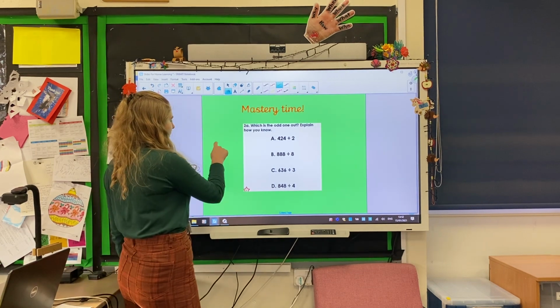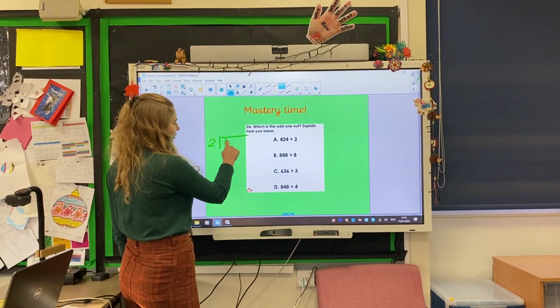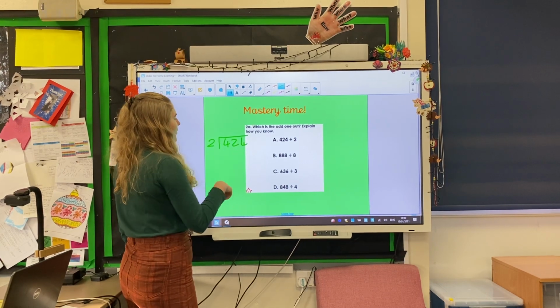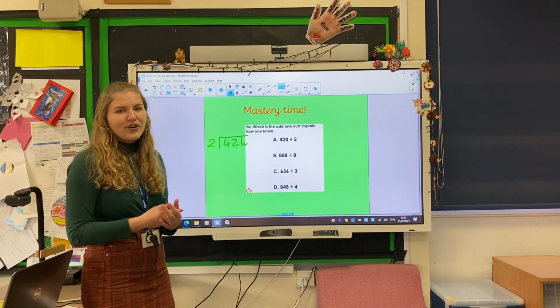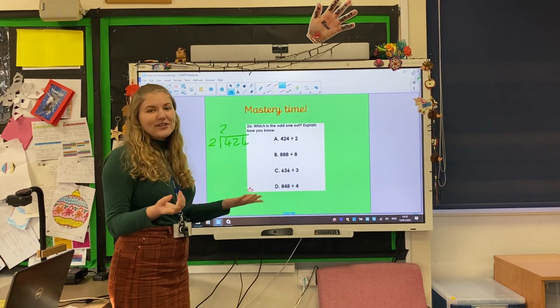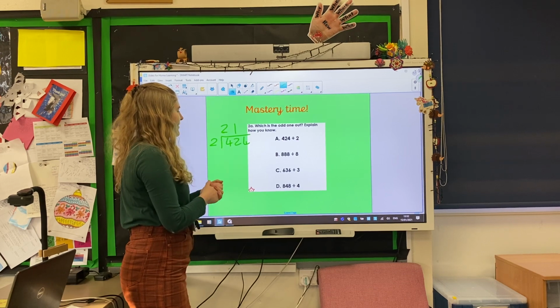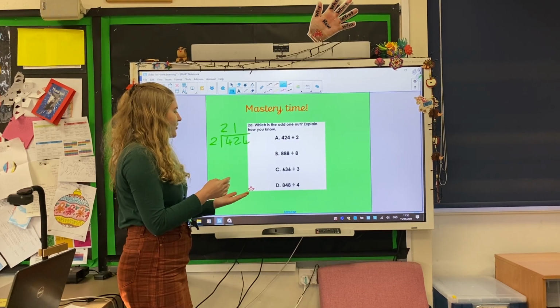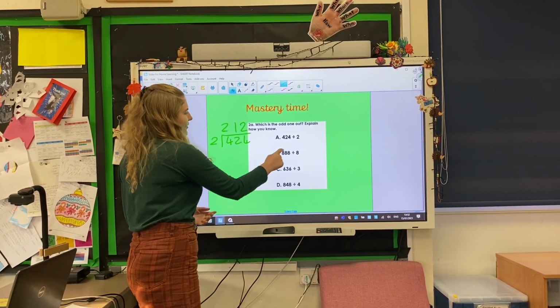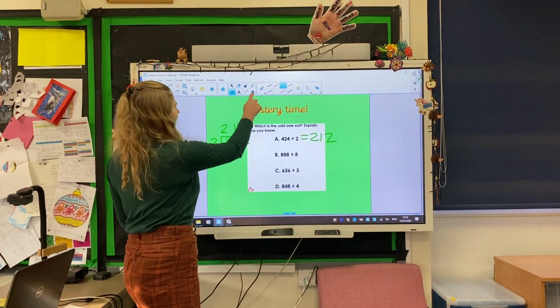So we've got 2 and we've got 424. So how many times does 2 go into 4? It goes in twice. How many times does 2 go into 2? Once. How many times does 2 go into 4? Goes in twice. So that one equals 212. Okay, next one.